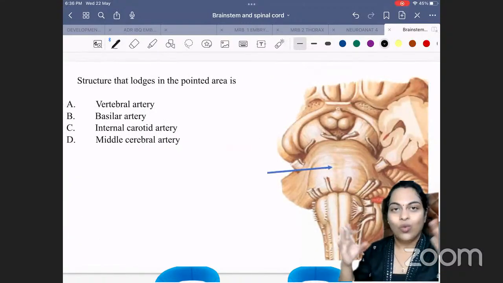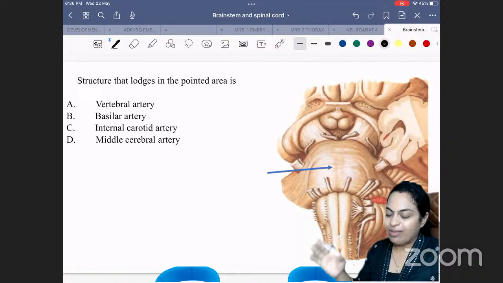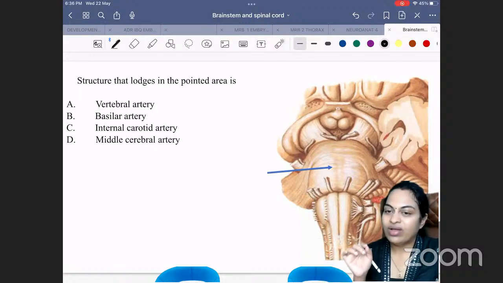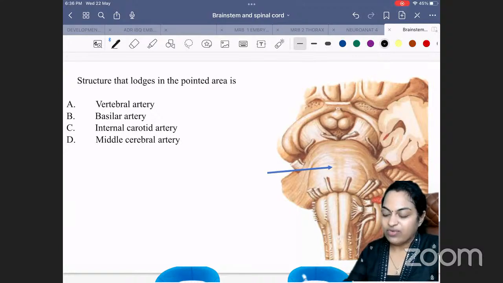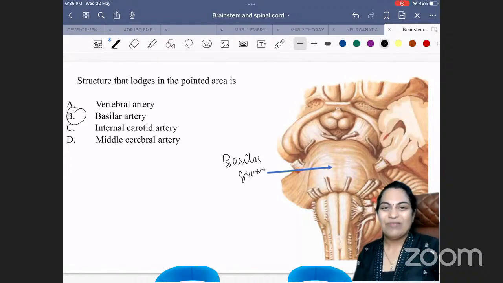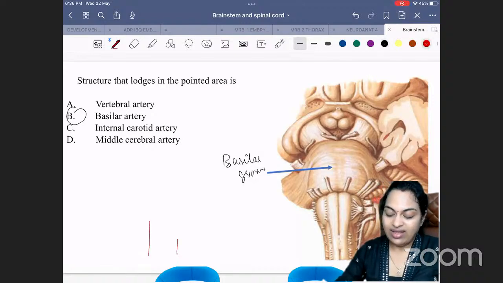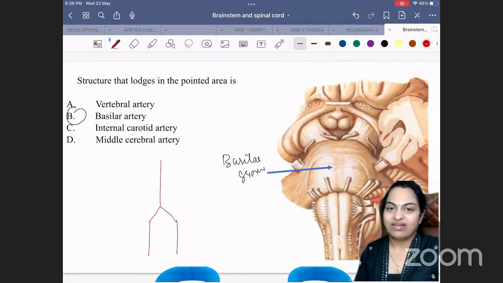Now, ventral surface of pons, structure that lodges in the pointed area. So this is the pons. On the ventral surface of the pons, this groove is called the basilar groove. And what lodges in it? The basilar artery. How is the basilar artery formed? The right and left vertebral arteries unite to form the basilar artery.